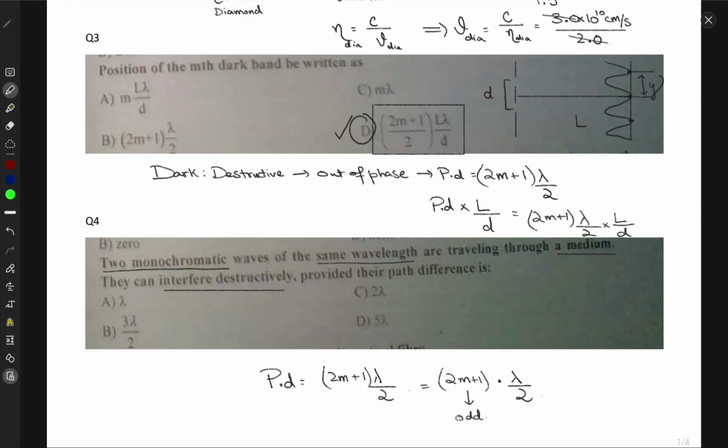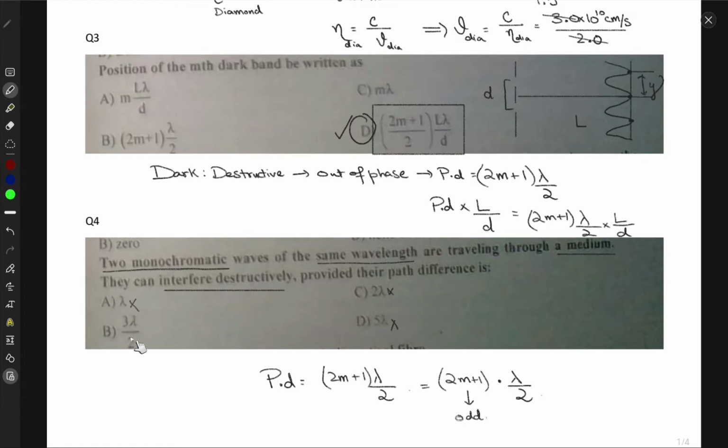Then we have 2 lambda. This is clearly not an option because there is no lambda by 2 and there is no odd multiple with this, so that's not going to work as well. And the same reason applies for this one, because here we have an odd multiple but it's not a half multiple, and so that's not the answer.